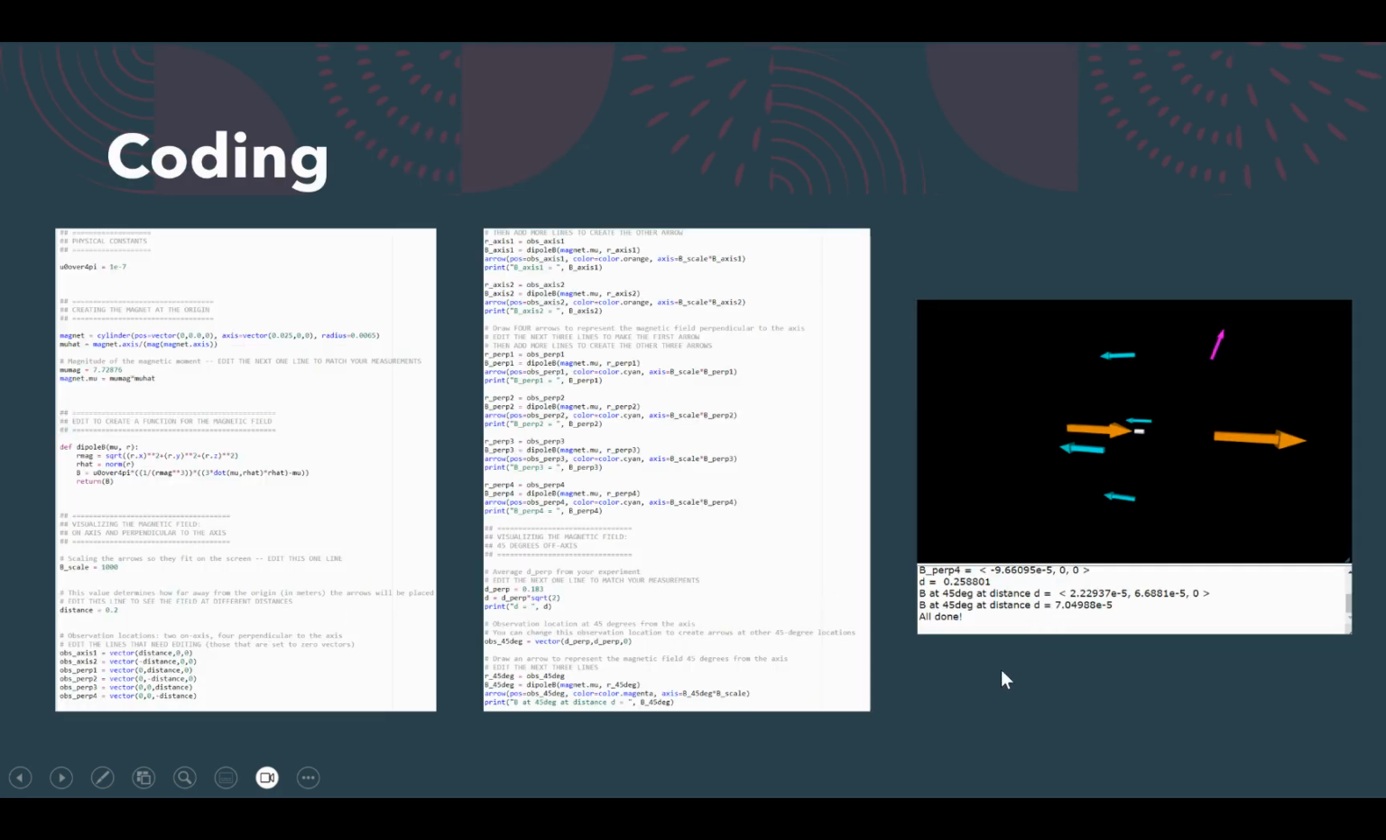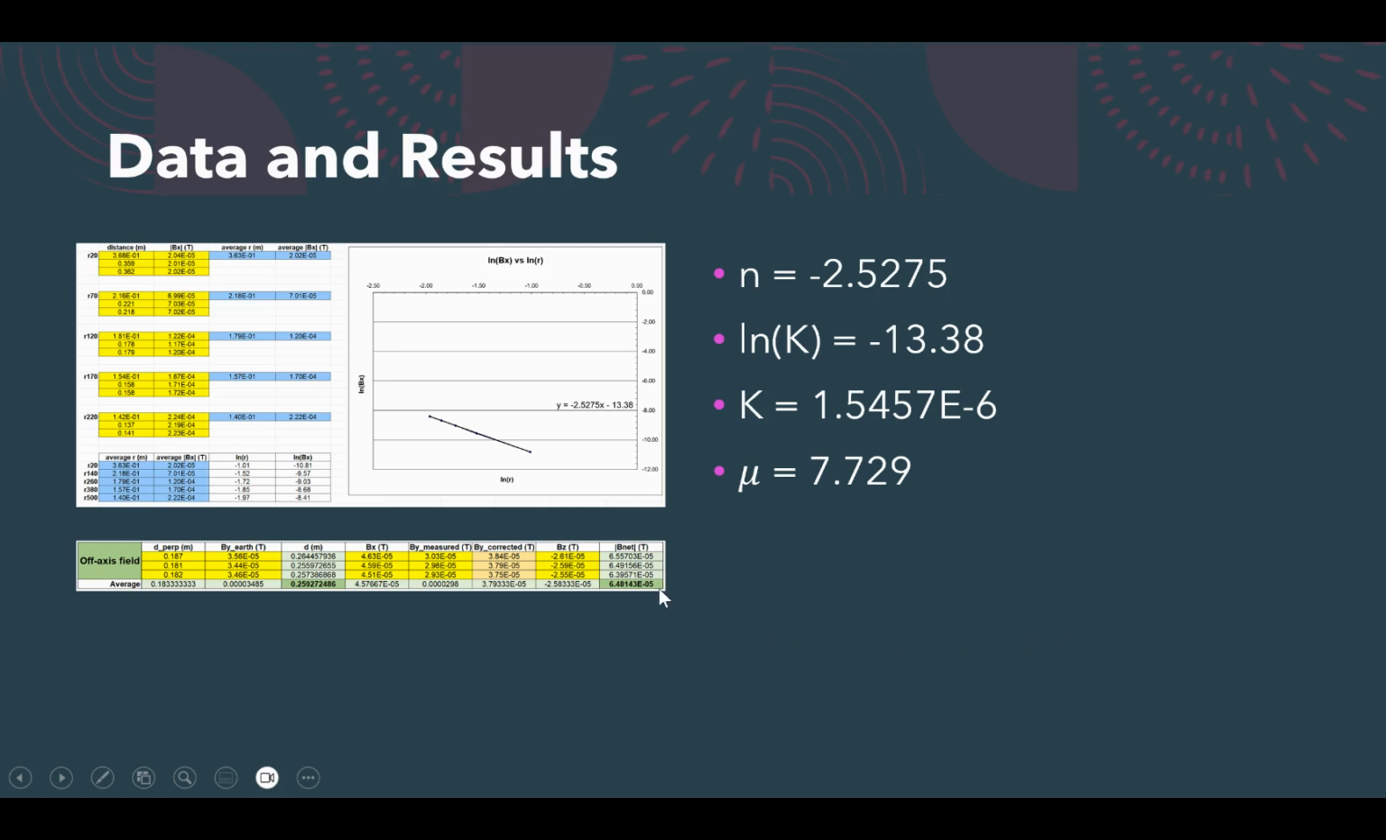And then here is the predicted B at distance D, which is 7.04 times e to the negative fifth, which is a bit bigger than the observed, which was 6.48 times e to the negative fifth.